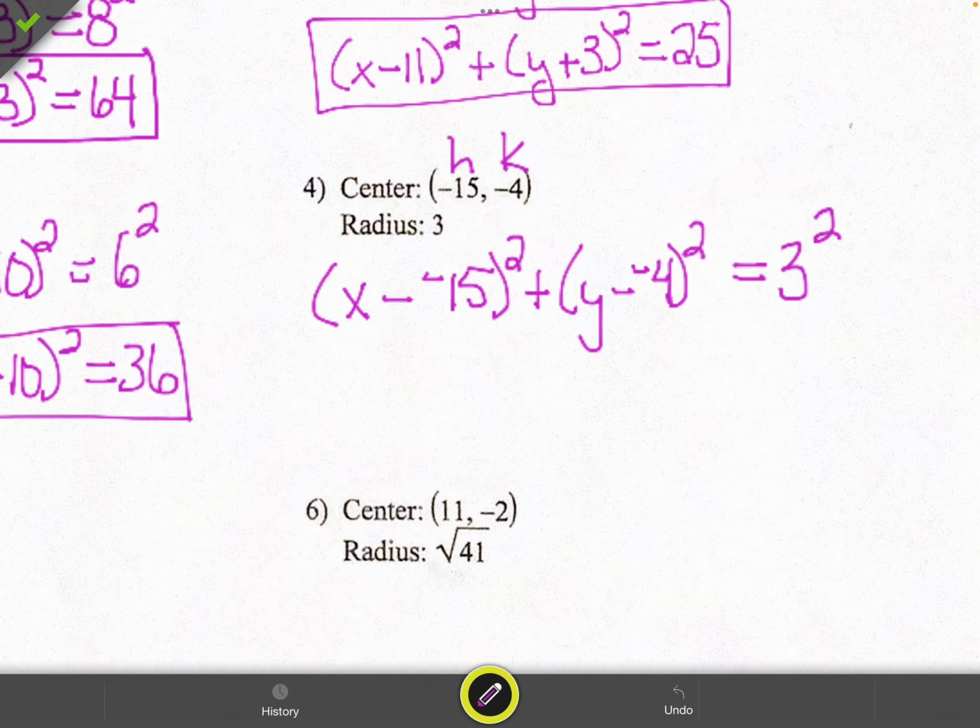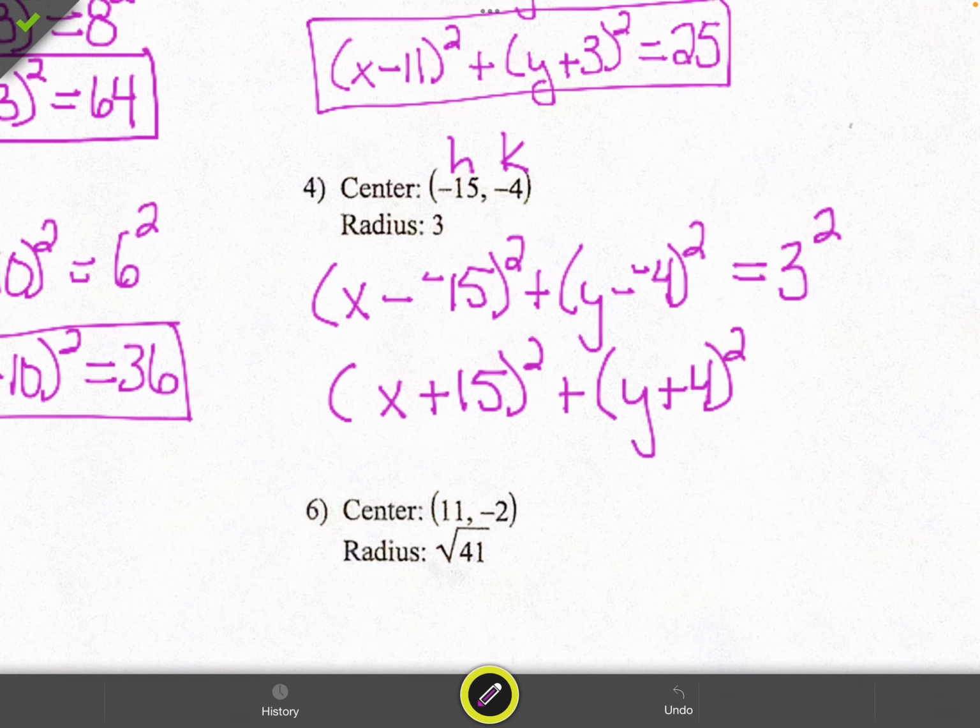Do a little cleanup. Don't leave double negatives. So x minus negative 15 becomes x plus 15. Don't forget your square. Y minus negative 4 becomes y plus 4. And that is squared. And 3 squared is 3 times 3. That would be 9.